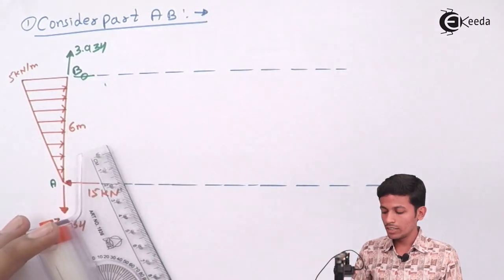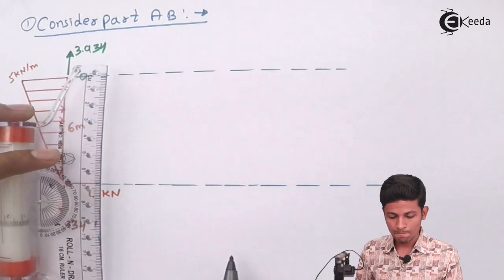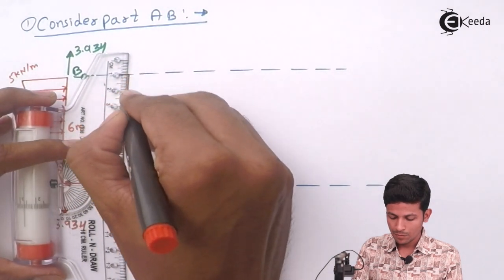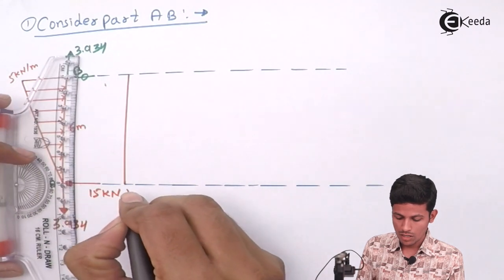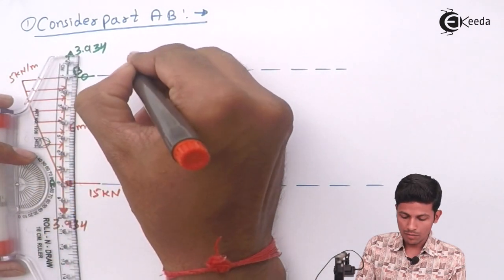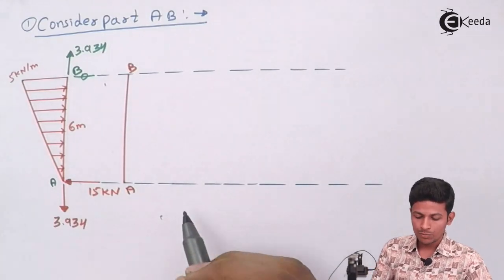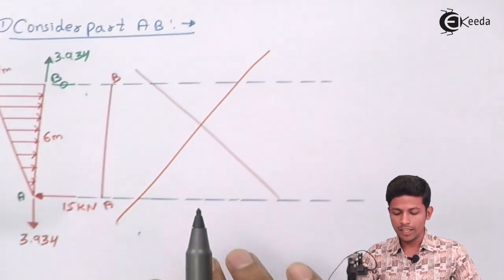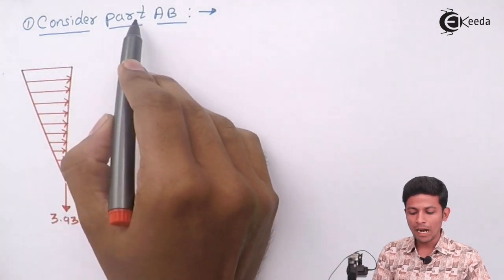Now, first one is AFD, axial force diagram. This is your A part. This is your B part. C. Now we have to cancel this part, and we have to look at this part. Okay. Now start. Consider part AB.